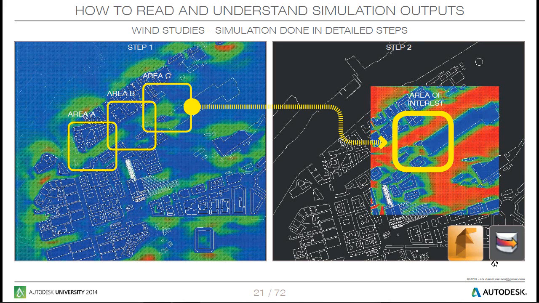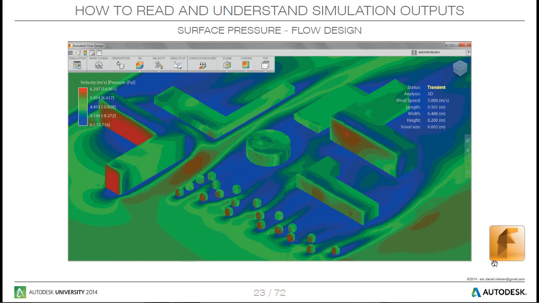But you could do this in Flow Design as well. That's the new product. This is from Flow Design. It could be an interesting study to understand where we have the wind pressure on the building. That could be on a concept level, of course, the use of cross ventilation, for example, or related to ventilation strategies.